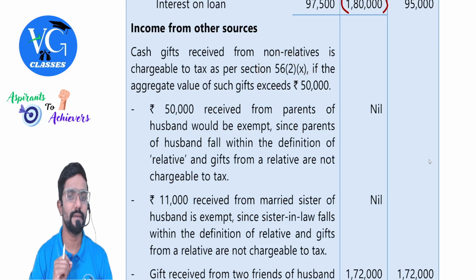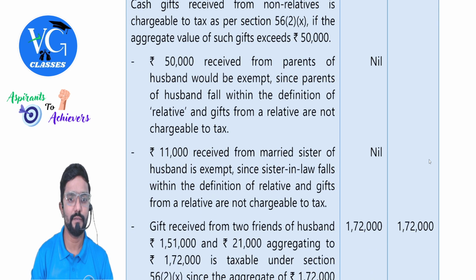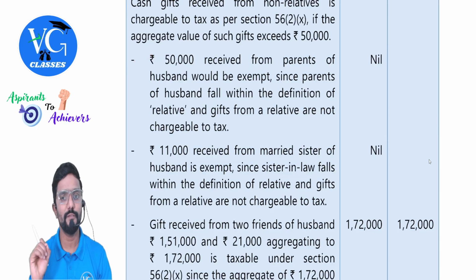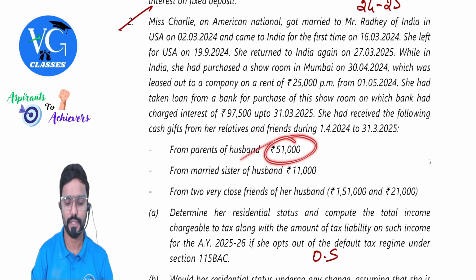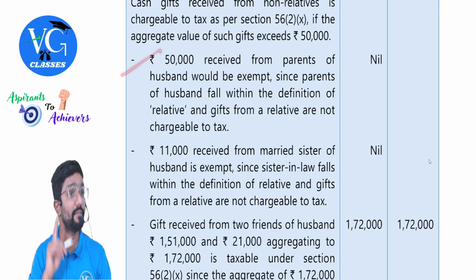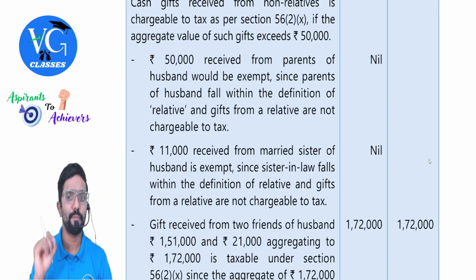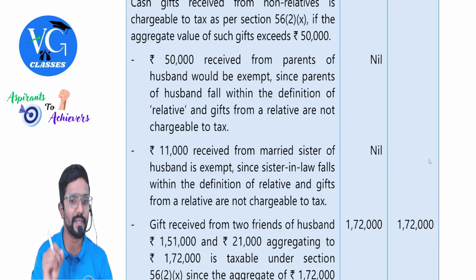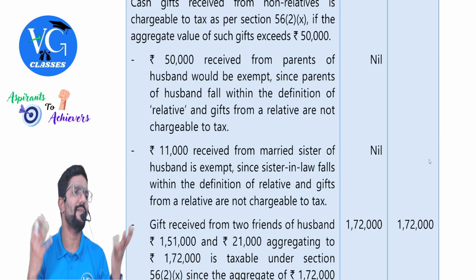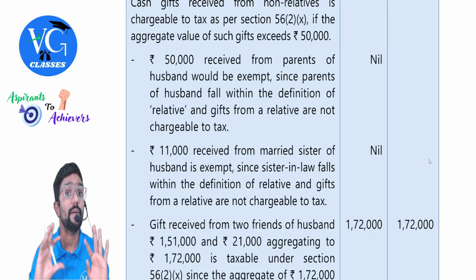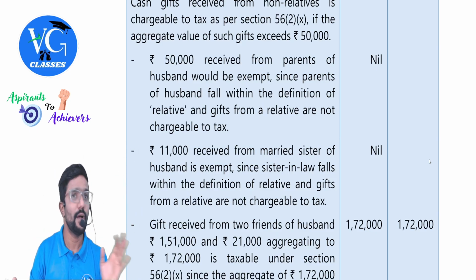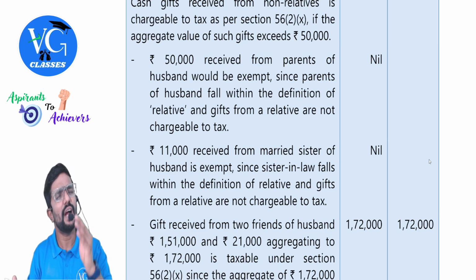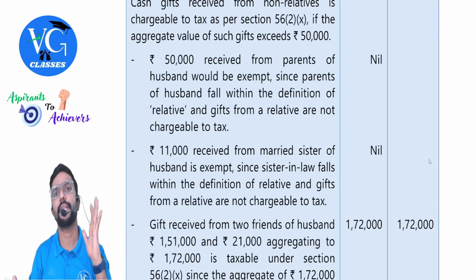If the aggregate value of such gifts exceeds 50,000. First one, guys: 50,000, or is it 51,000? It is 51 actually. Anyway, they have mentioned 50 here. 51,000 received from parents of husband would be exempt since parents of husband fall within the definition of relative, guys. So gifts received from a relative, irrespective of the value, are exempt. And on what occasion they are giving also doesn't matter. Gifts received on the occasion of marriage from anyone are exempt. But if you are receiving a gift from a relative at any time, irrespective of the value, it is exempt.